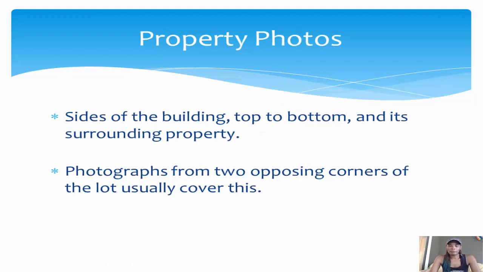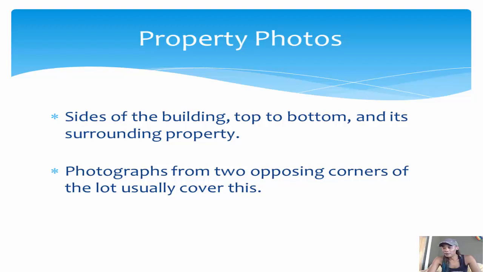When you get into the property photos, basically that's just the size of the property, from top to bottom, and its surrounding property. If you take your photographs from two opposing corners, let's just say you have a large building and you go to the right side of that property. If you can angle your photo to capture the entire building, that's perfect. If you can do that on both sides, that is perfect, because you want to try to capture the sides of the building along with the front of the building.